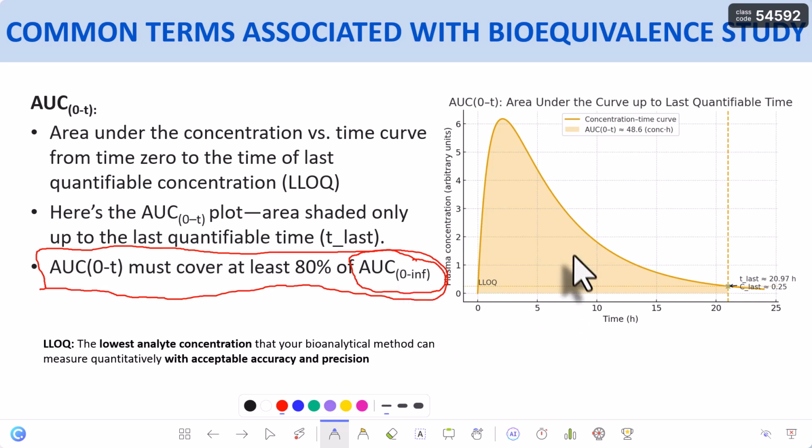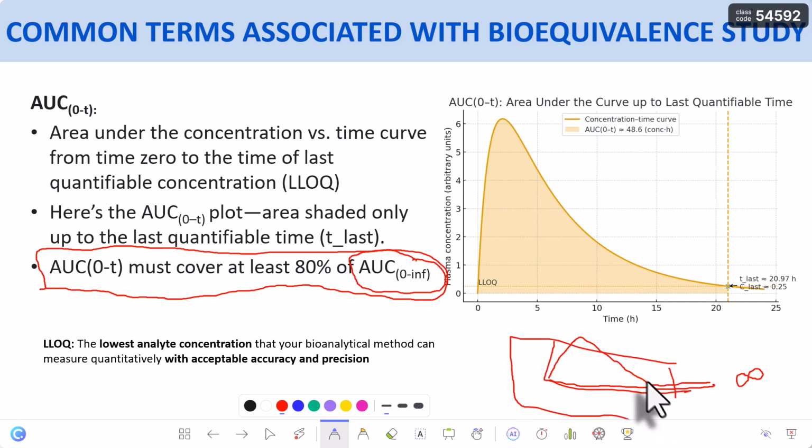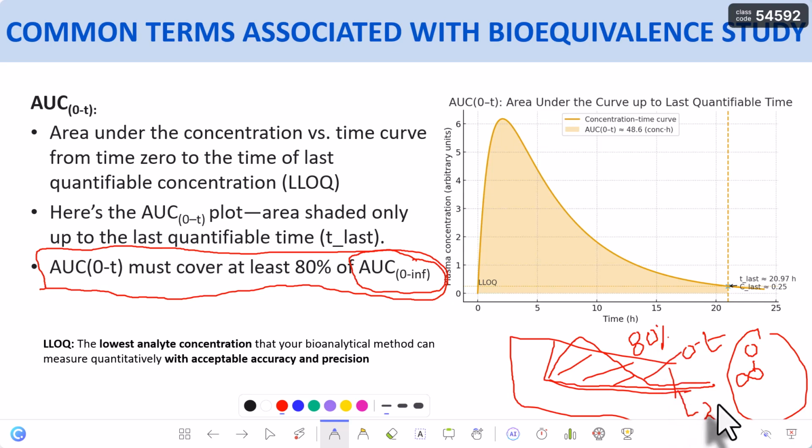But whatever the area covered by the entire curve, which can be denoted as AUC 0 to infinity, at least 80% of the curve must be covered by 0 to T. Okay, and this is maybe AUC 0 to infinity. So 80% of the curve must be covered by the 0 to T study, and then maybe around 20% could be beyond that.